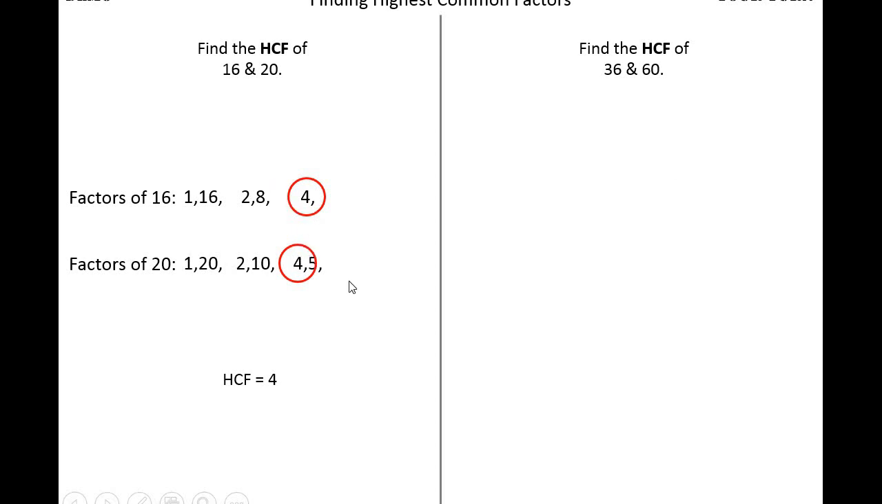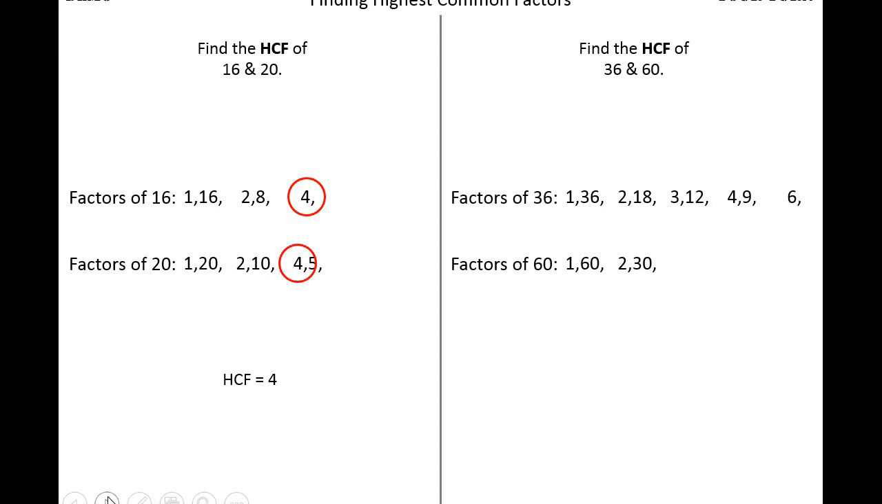Let's look at the highest common factor of 36 and 60. So let's do our factors of 36: 1 and 36, 2 and 18, 3 and 12, 4 and 9, and of course you can have 6 on its own, 6 squared. Factors of 60, there's a lot, I'm afraid. You could have 1 and 60, 2 and 30, 3 and 20, 4 and 15, 5 and 12, 6 and 10. I think we've got them all there. And can you spot the largest number that is common to both of those lists? Hopefully you spotted it was 12. So the highest common factor of 36 and 60 is 12.